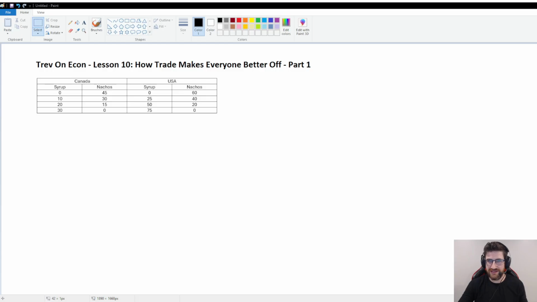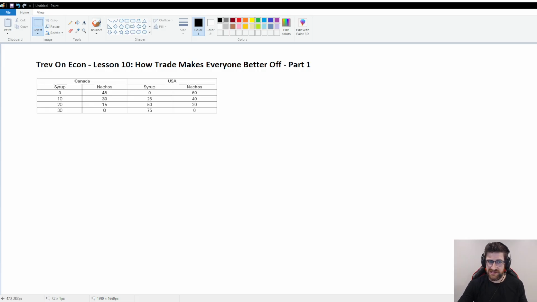All right, folks, let's get started. Today we're going to dive into the next model, I guess is the best way to describe it. We're going to be looking at effectively how trade works and specifically how trade makes everyone better. Again, this is a bit of a longer topic, which means we're going to have to do it in a couple parts, but I hope you stick through it with me and we'll see how it goes.